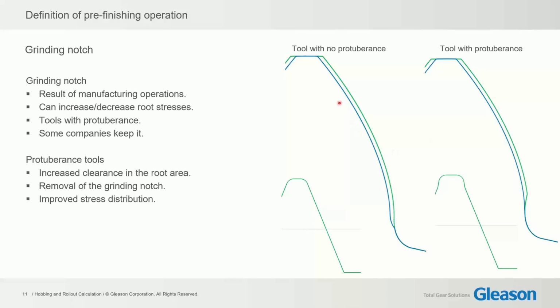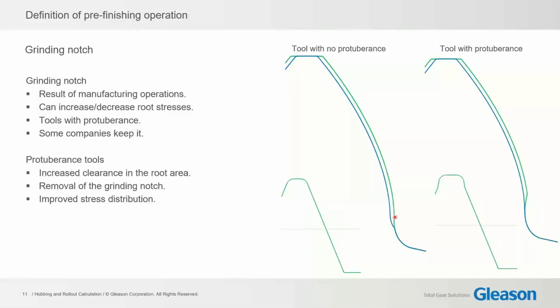Something about the grinding notch. On the left side here we have a tool without protuberance, and on the right side we have a tool with protuberance, and on top we have the resulting tooth forms. Of course, for two-stage operations, meaning we have a pre-finishing operation and a finishing grinding, if we don't have a protuberance on the tool, we can end up with a grinding notch, as we see here on the bottom.